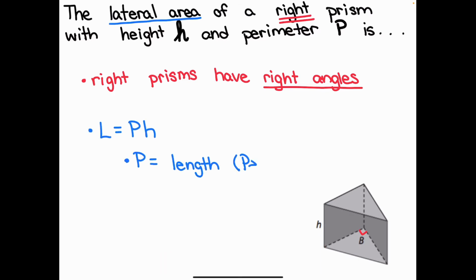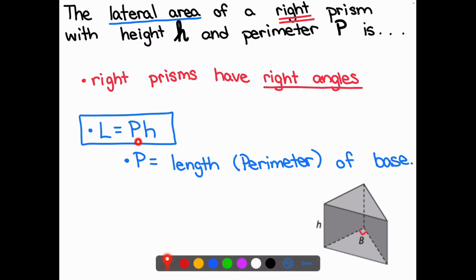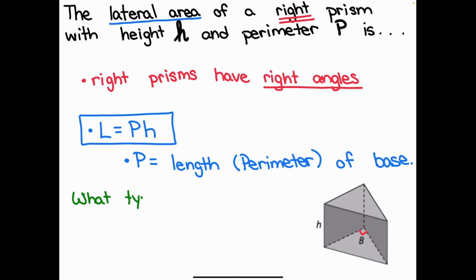Again, lateral area, we found out, was just perimeter times h. That is going to be our formula. Make sure that you have this down. Where p is the length of the base. I like to think of it as the perimeter of the base. That way I'm not thinking about stretching out that net. Meanwhile, surface area is a little bit different.